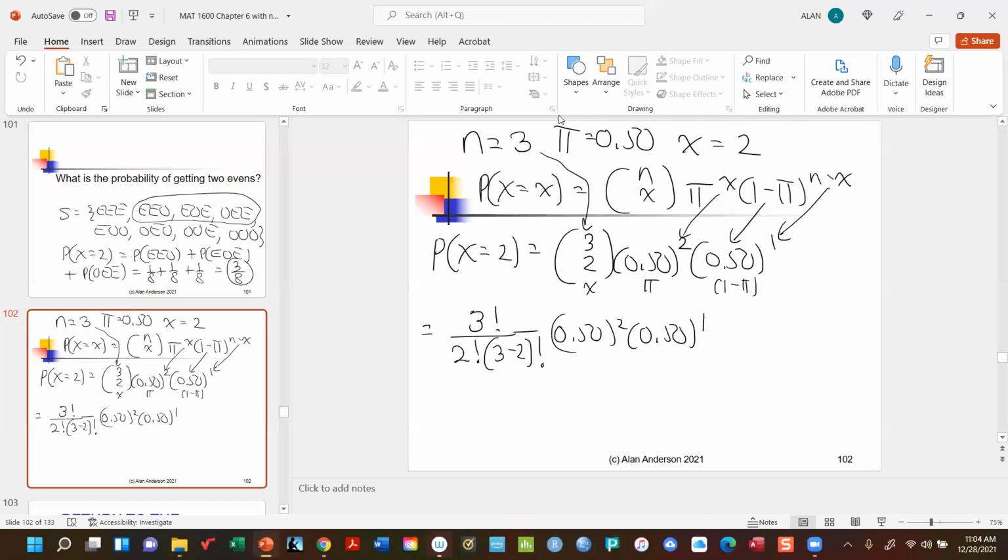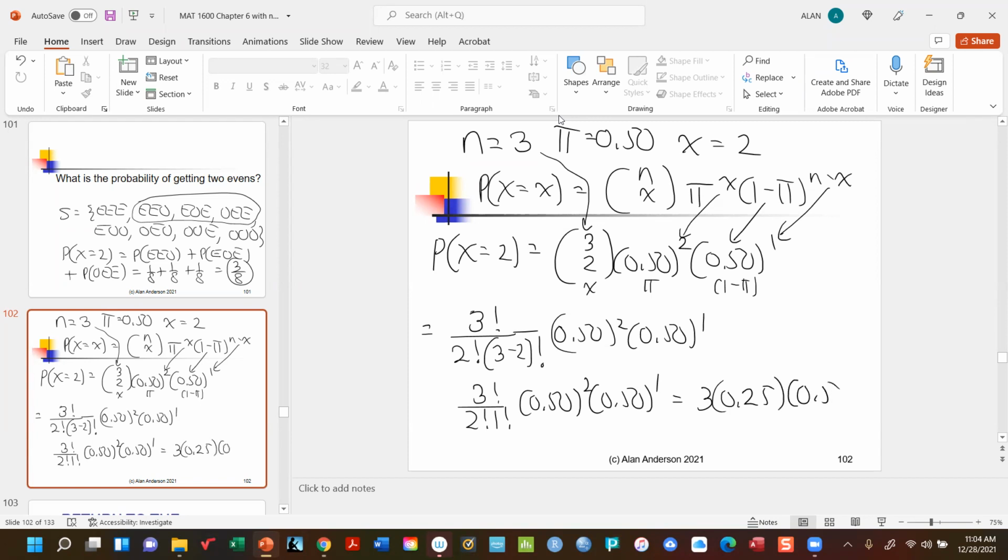So here we have this ratio equals 3, 0.25, 0.5. And when you multiply those out, you should get 0.375. And guess what? 0.375 is equal to 3/8. And so we just demonstrated that, yes, indeed, it does work.